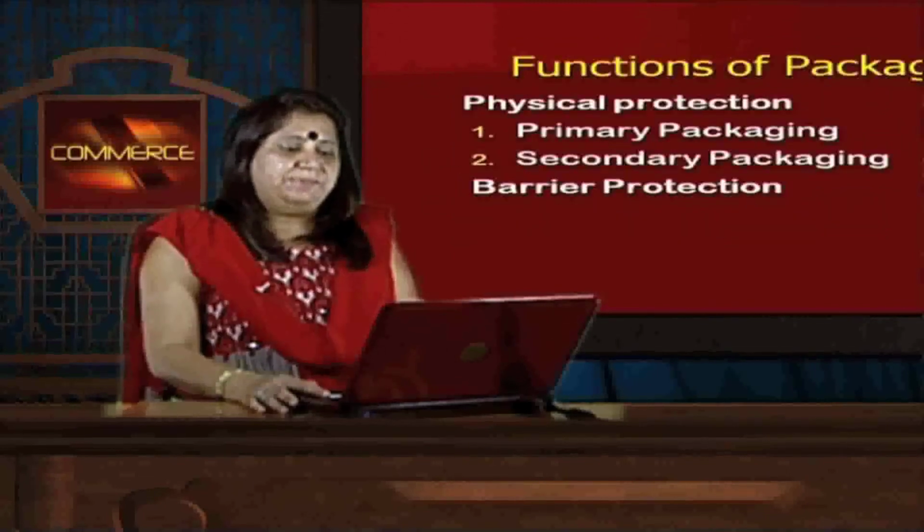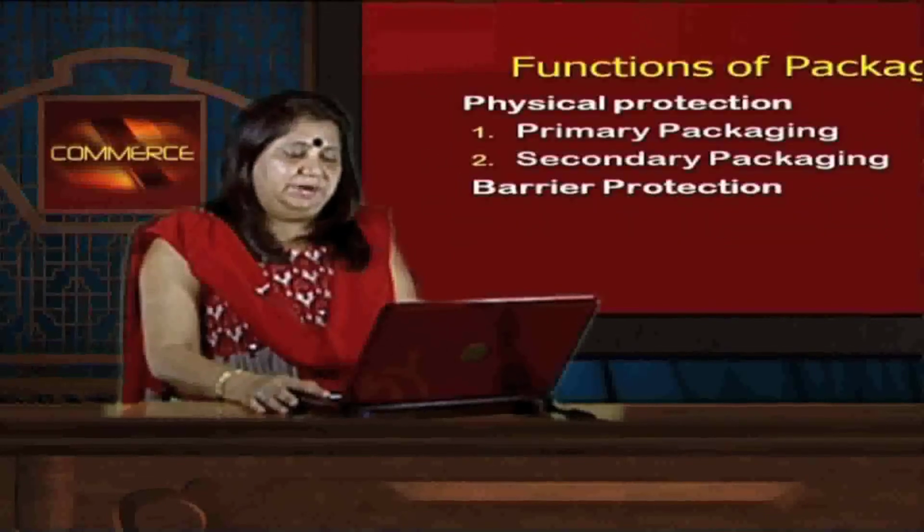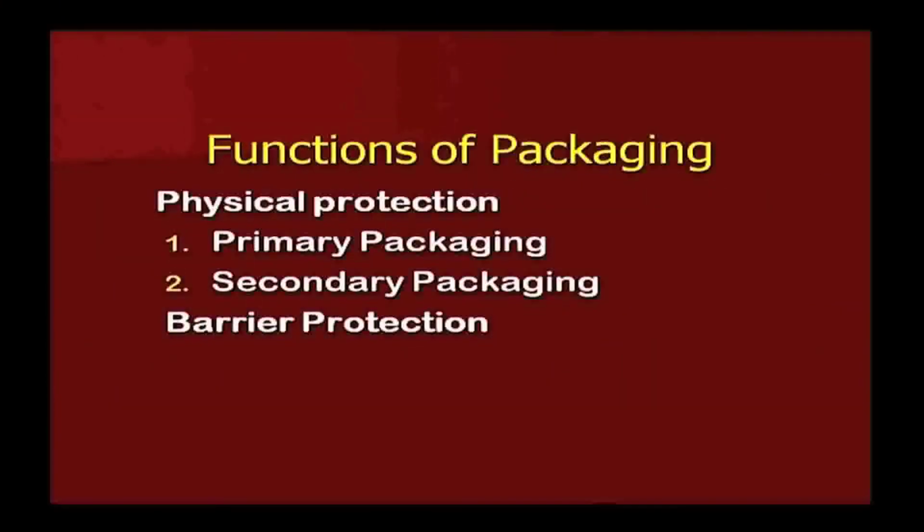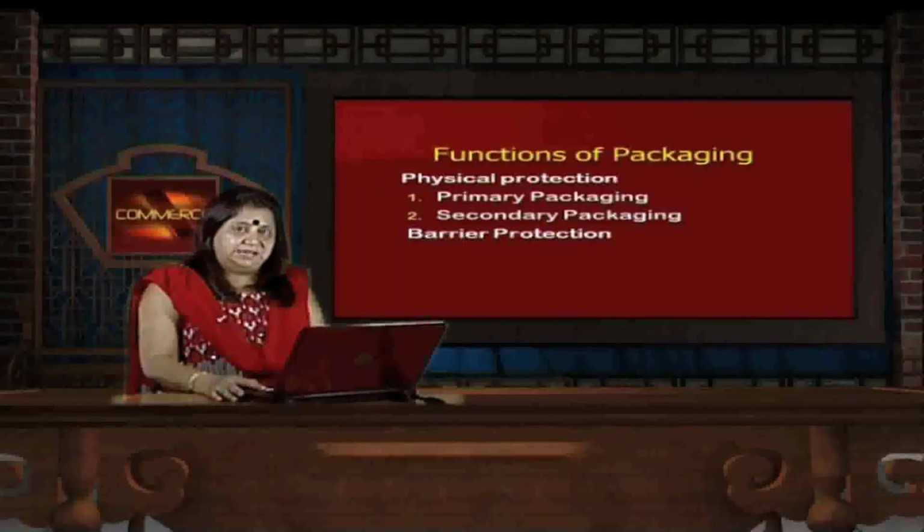The functions of packaging basically involve physical protection and barrier protection. The physical protection has a primary stage and a secondary stage, which are both attributes related to the packaging. Primary is the basic packaging which we require and secondary is the outer packets which we associate with the product, and barrier protection is where you give a kind of protection from the weather conditions.